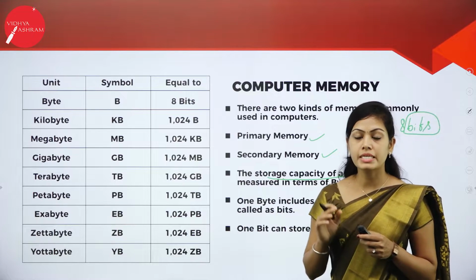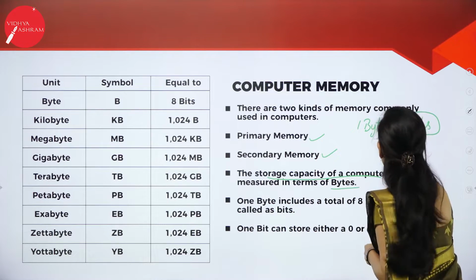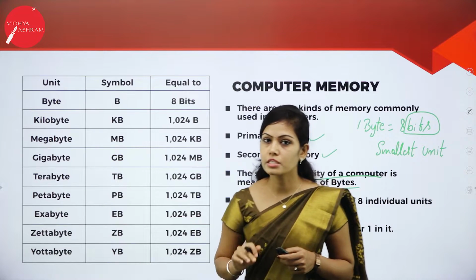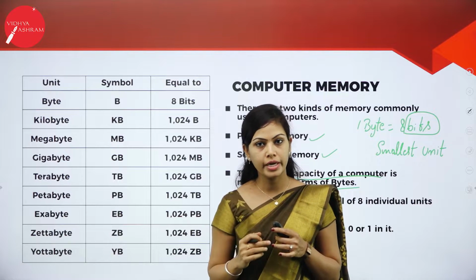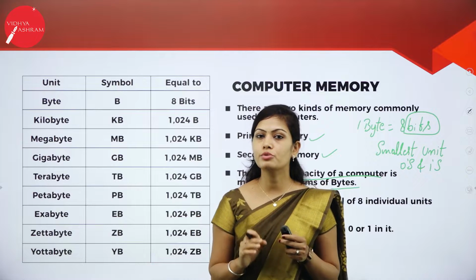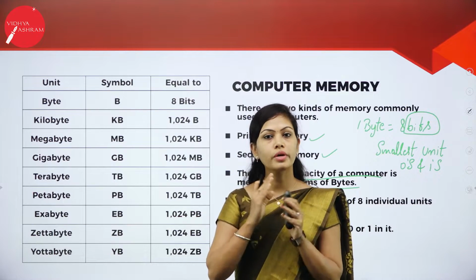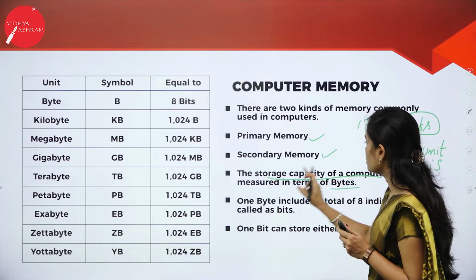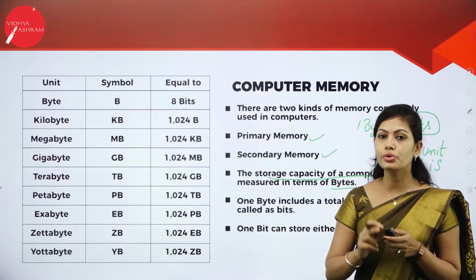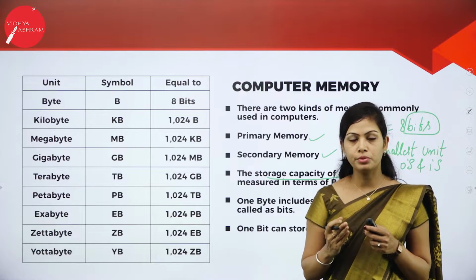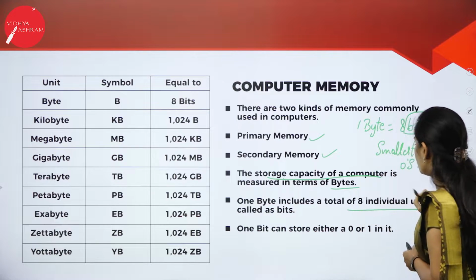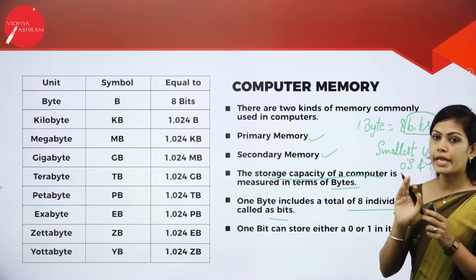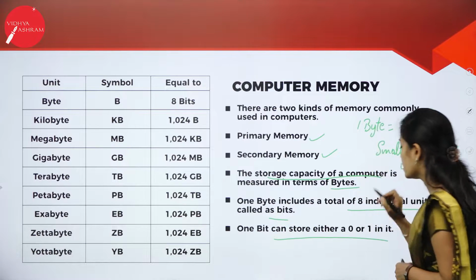So what is a bit? A bit is the smallest unit of data in a computer. A bit consists of binary values called zeros and ones. So 1 byte is equal to 8 bits. The storage capacity of a computer is measured in terms of bytes. 1 byte includes a total of 8 individual units called bits, and 1 bit can store either 0 or 1.